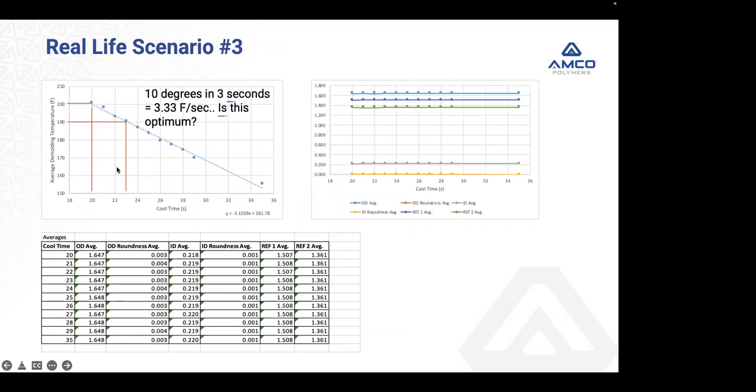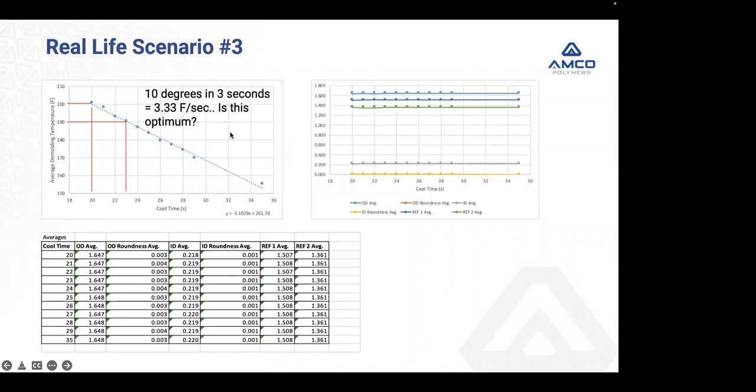Inside my tool, my polycarbonate, I pulled out about 4 degrees a second. Here's an ABS. I pulled out about 3.3 degrees a second. Notice that at 20-second cooling time, I was a little over 200 degrees Fahrenheit. And then right here, I'm about 190. So the difference between here is 10 degrees, 20 to 23 seconds. That's 3 seconds. So about 3.3 degrees per second.